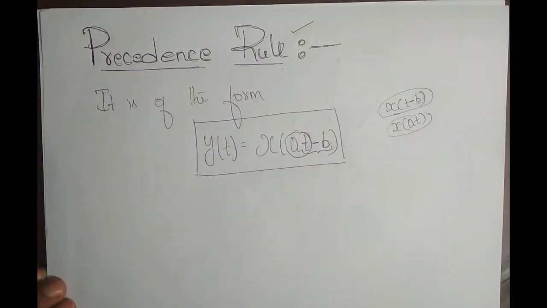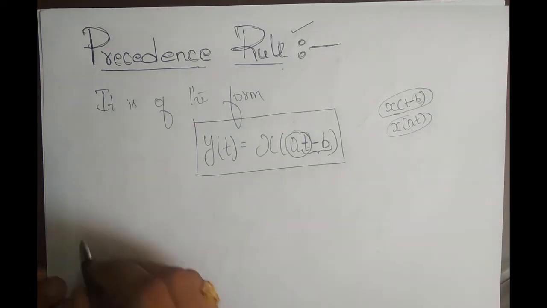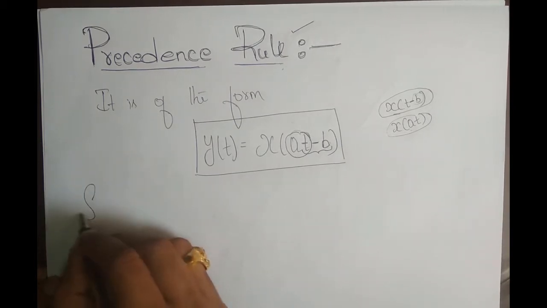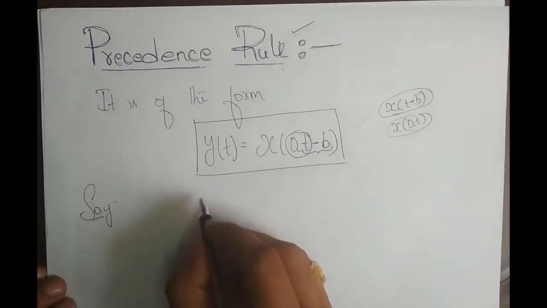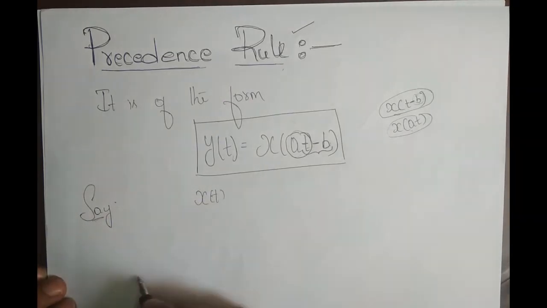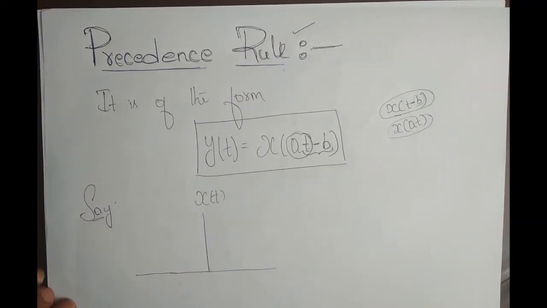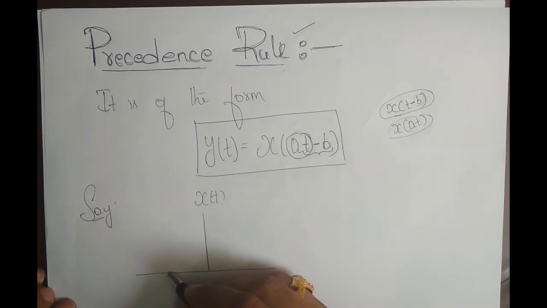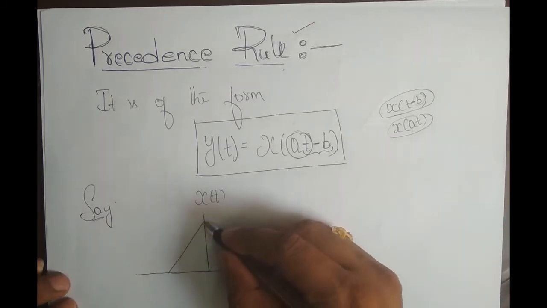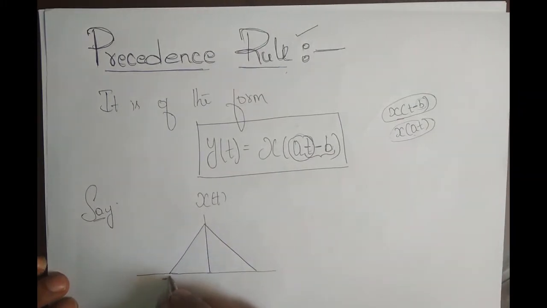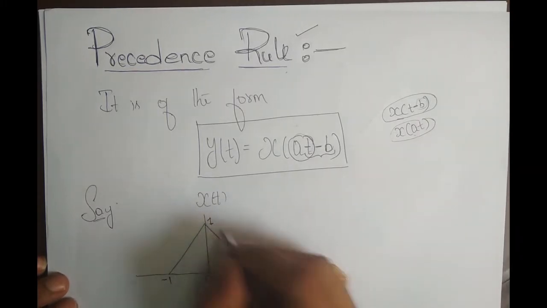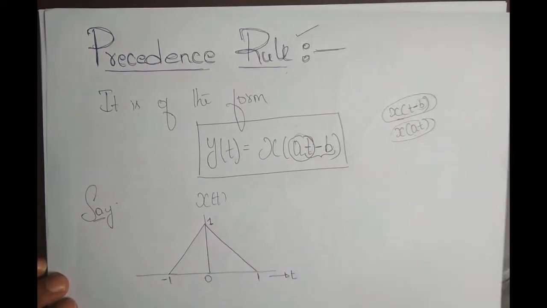Let me try to convince you with an example so that it is easy for you to digest. Say x of t is this signal which is familiar for us. I have taken up the same example for time shifting, time scaling and reflection. It's a triangular waveform. It starts from -1 and ends at 1. Its amplitude is 1. This is the independent variable t.